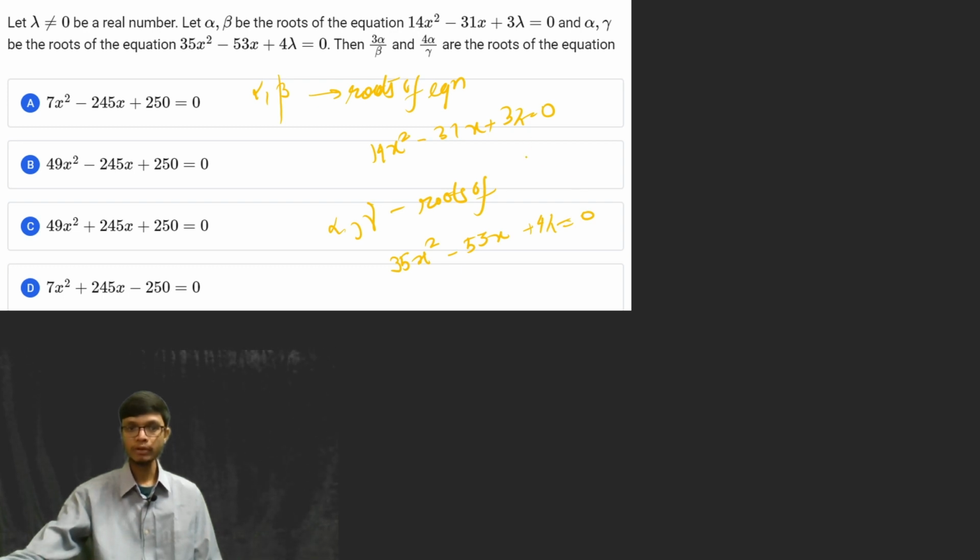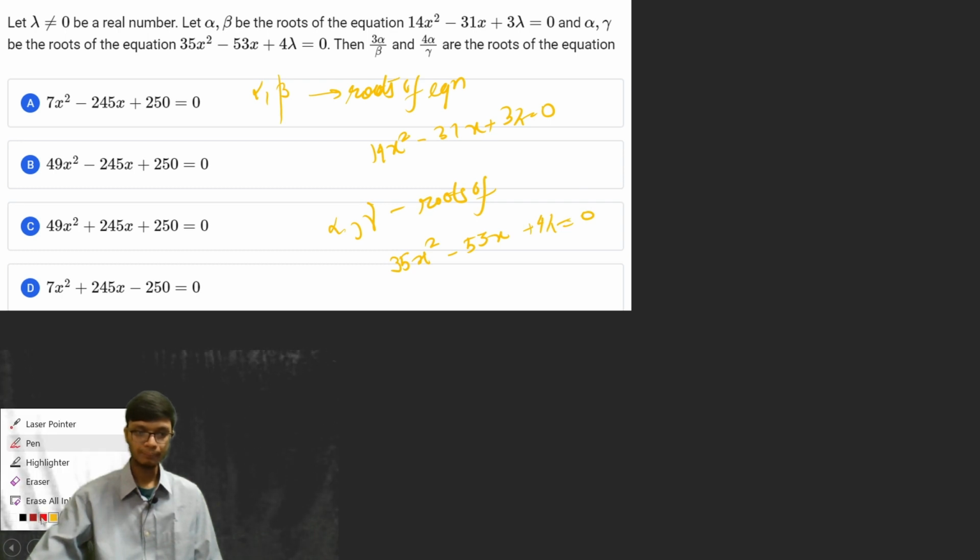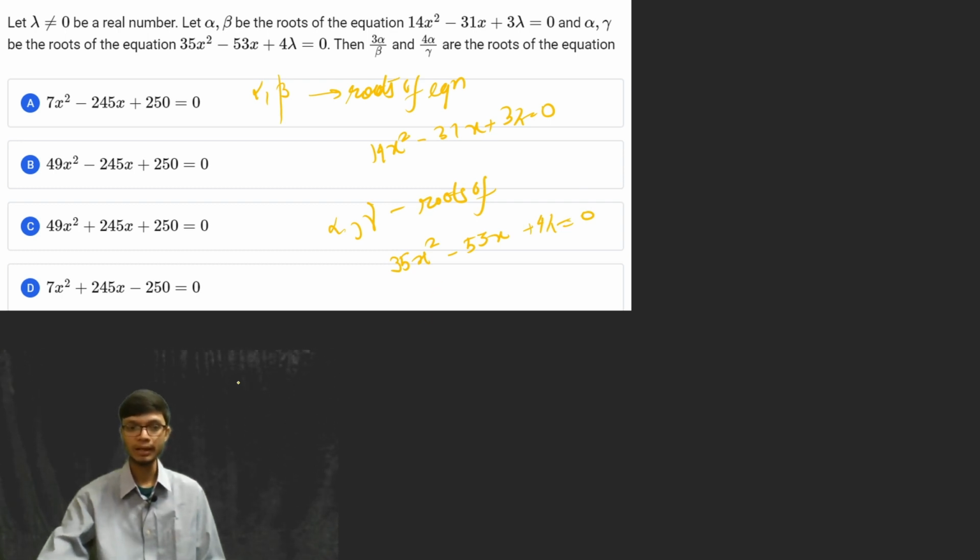Many times whenever students solve this particular problem for the very first time, the problem they encounter is that after one particular step they don't get any hint in which direction they must proceed. So this is a problem you must remember how to solve. Whenever you are given variable roots alpha, beta and asked to solve, you need to apply the concept of sum of the roots and product of the roots. For the first equation, the sum of the roots, alpha plus beta, will be equal to 31 by 14.